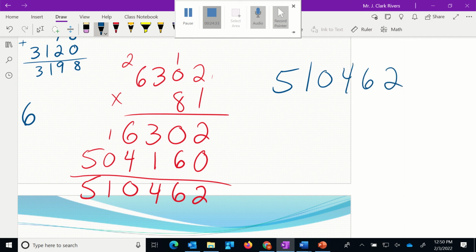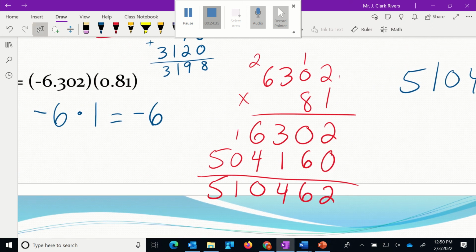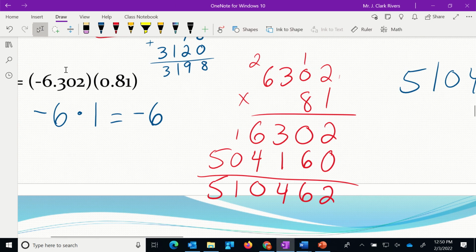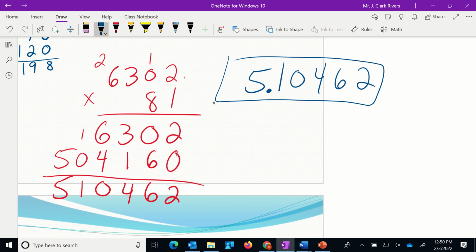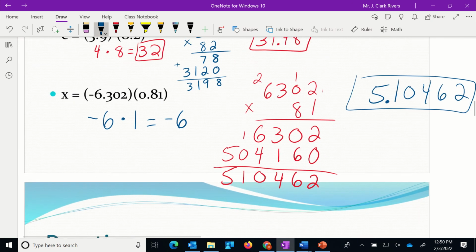510462. Connolly told us there's how many places behind the decimal? 5. 1, 2, 3, 4, 5. 5 places behind the decimal. So I've got to take my decimal and slide it in: 1, 2, 3, 4, 5. 5.10462. Is that close to my estimate of negative 6?